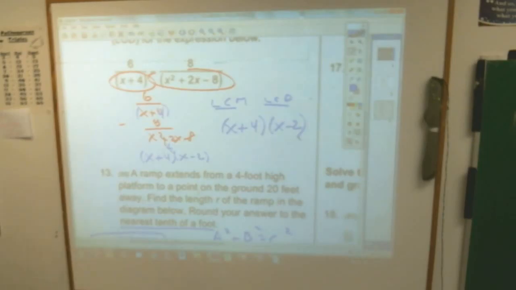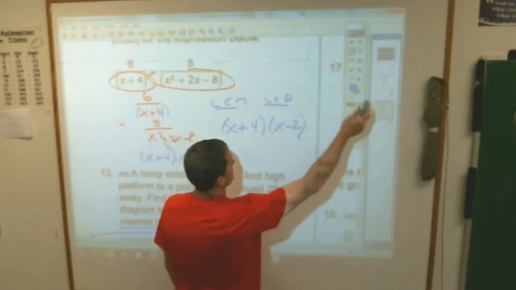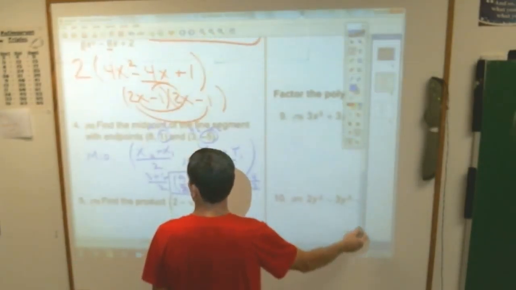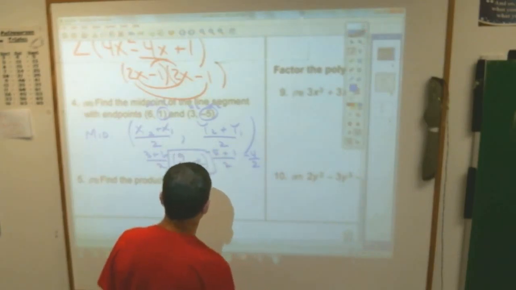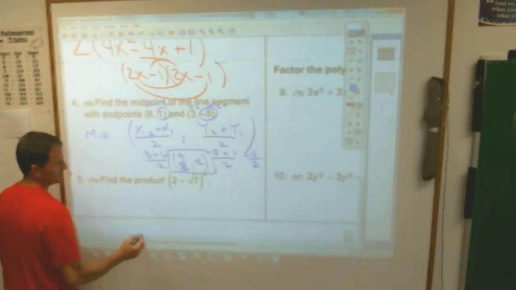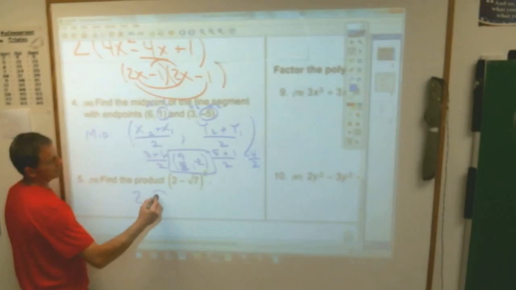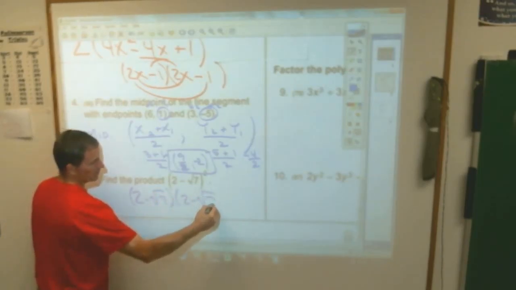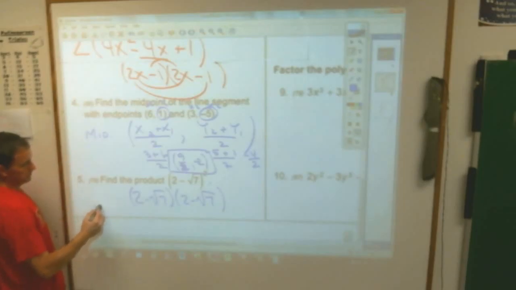Evan. 5. I was hoping somebody would call out 5, even though I don't even know what it is. Find the product. Really? I just got 2 minus the square root of 7. Did you put it down twice? Yes. Did you use FOIL?